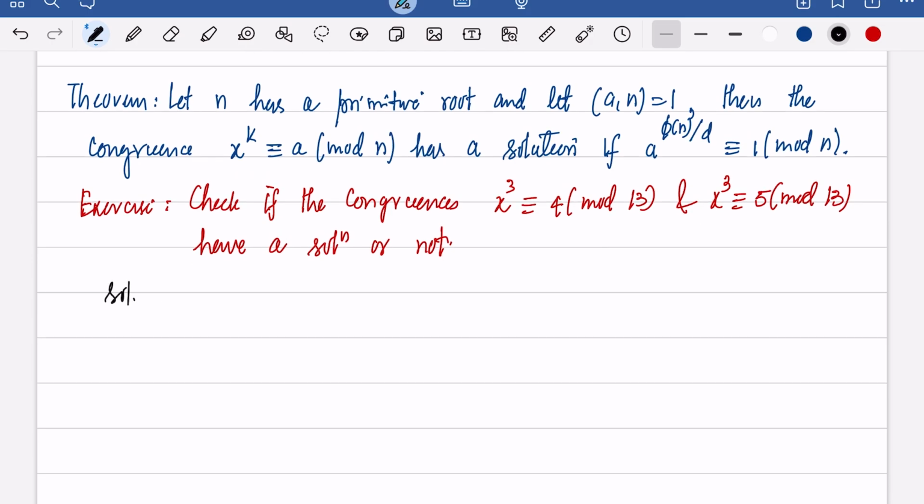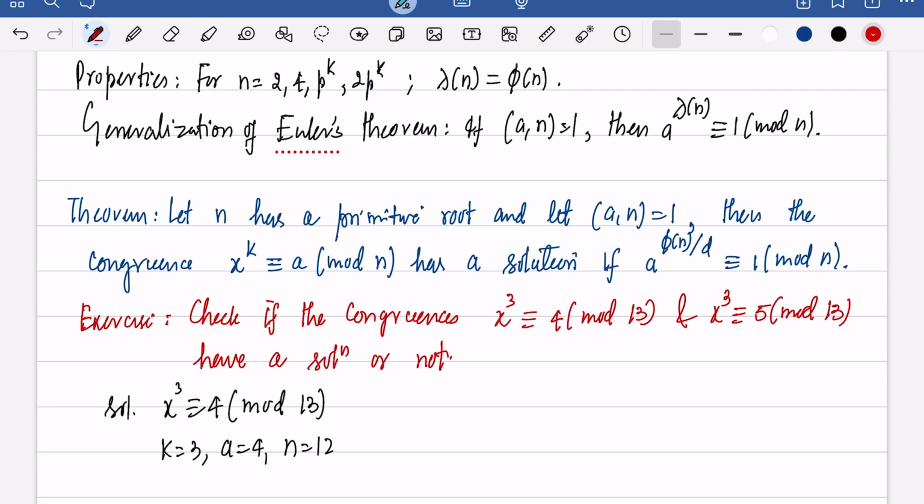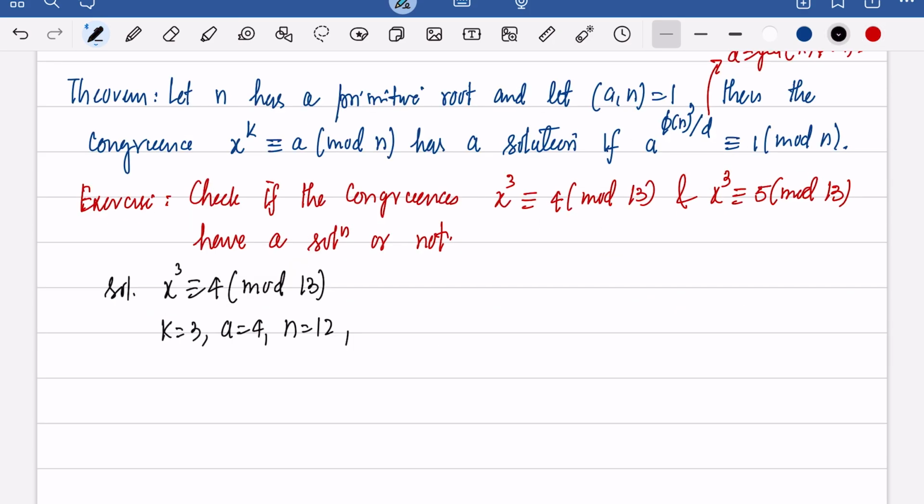So in the solution, for the first congruence x cube congruent to 4 mod 13, we compare: here k is equal to 3, a is equal to 4 and n is equal to 13. We forgot to mention here that this d is the GCD of k and φ(n). So here n is equal to 13, so φ(n) is equal to 12. So GCD of k and φ(n) is GCD of 3 and 12, which is equal to 3. So this is our d here.